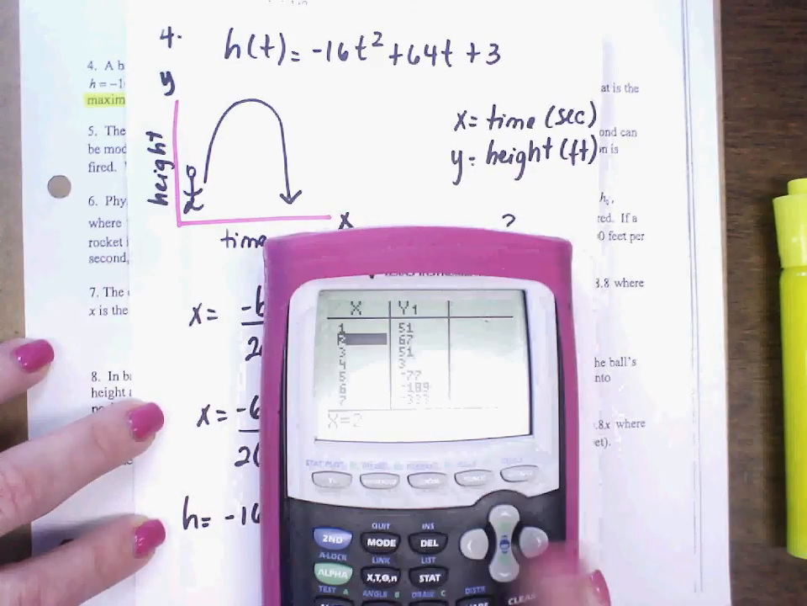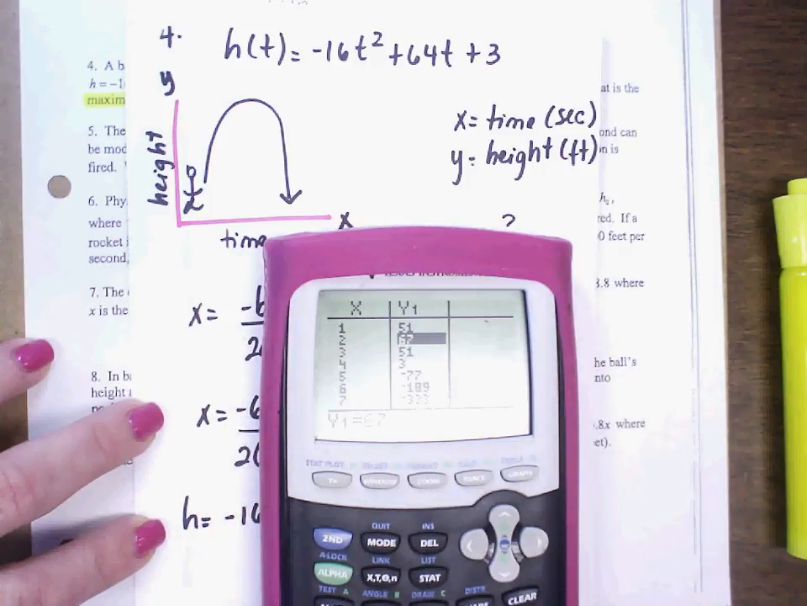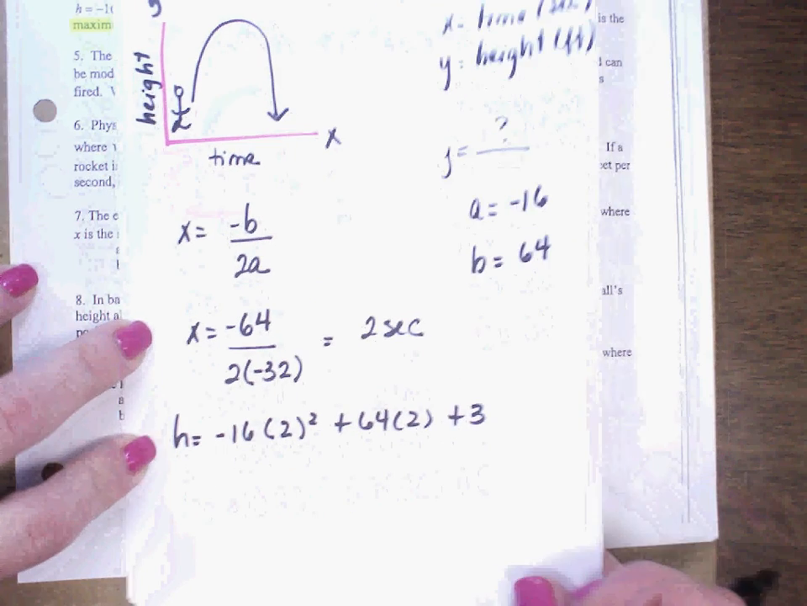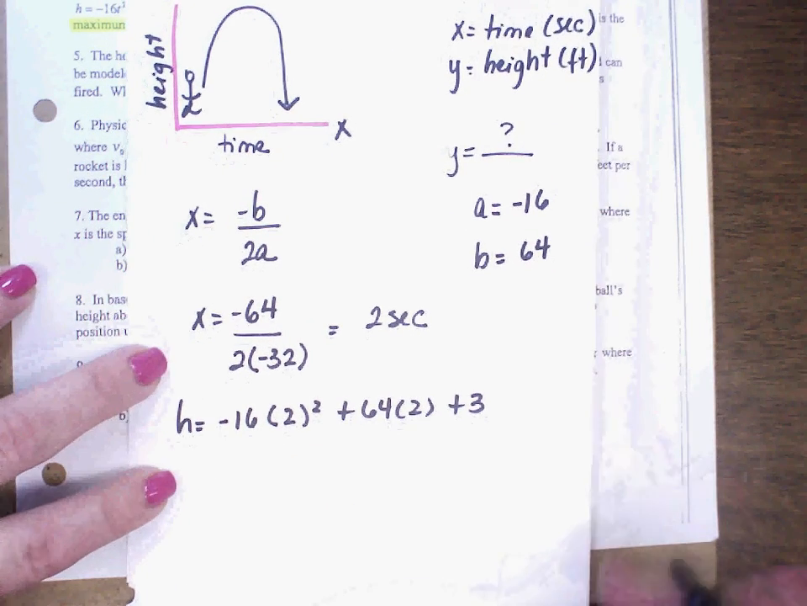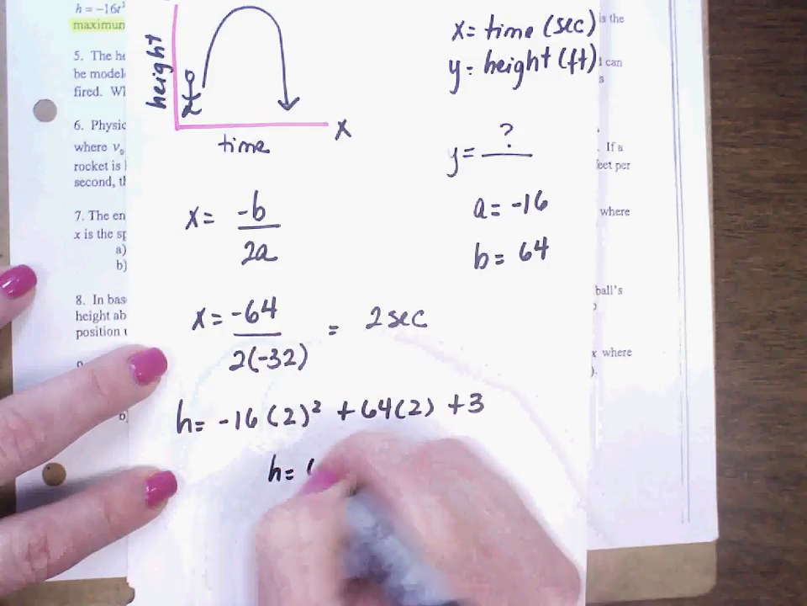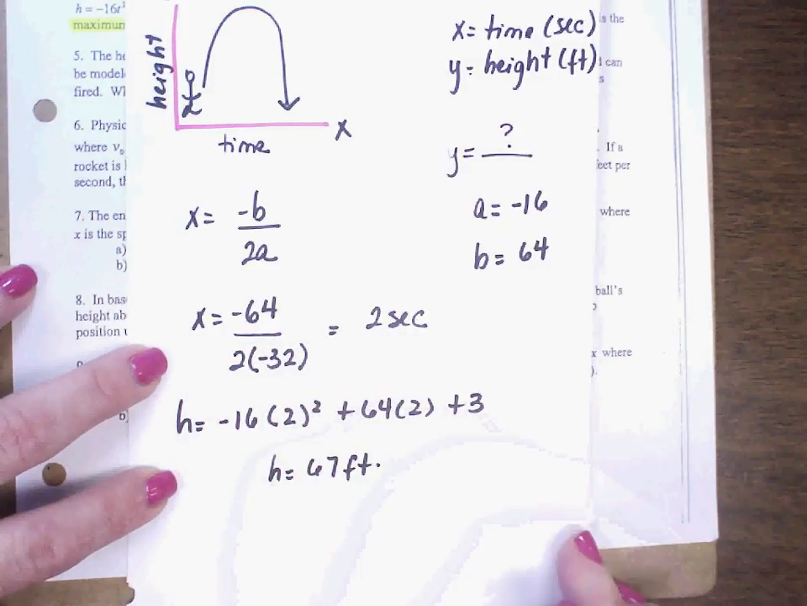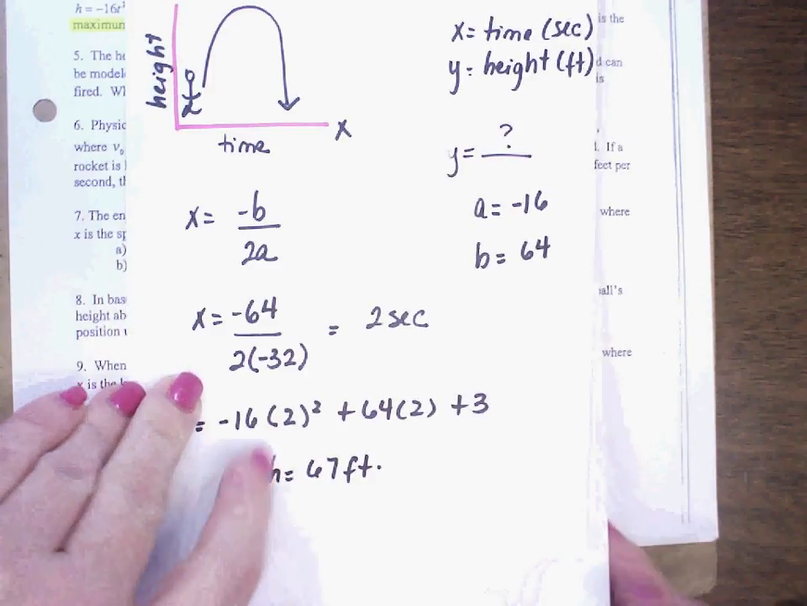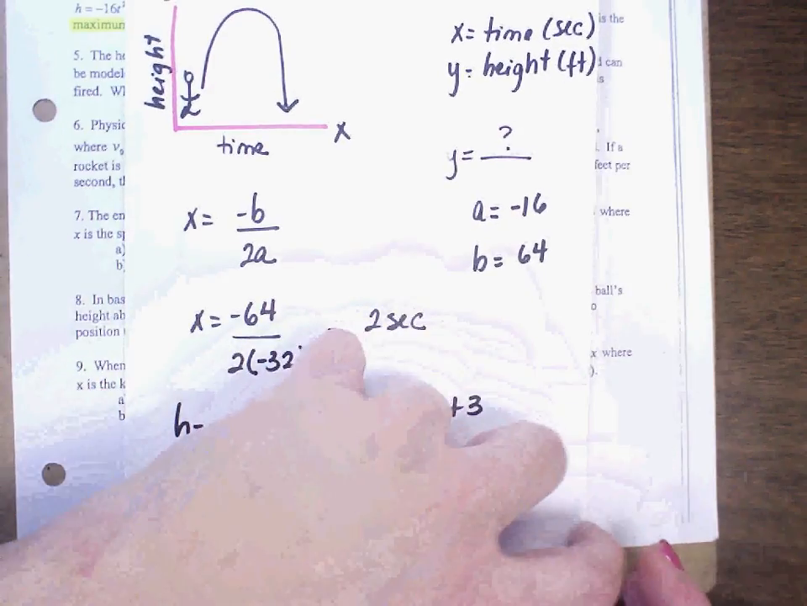Yay? Was that 67 for everybody? This way or that way, you should have gotten the same. Yes or no? 67 feet. Are we good? All right, number 5 as a group. Go. 5 as a group. Talk to each other, please.